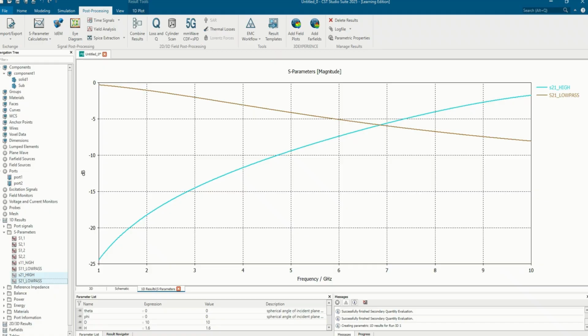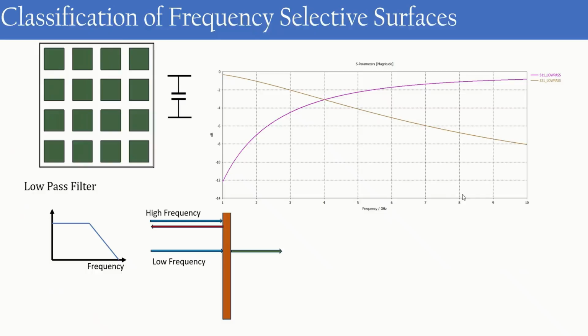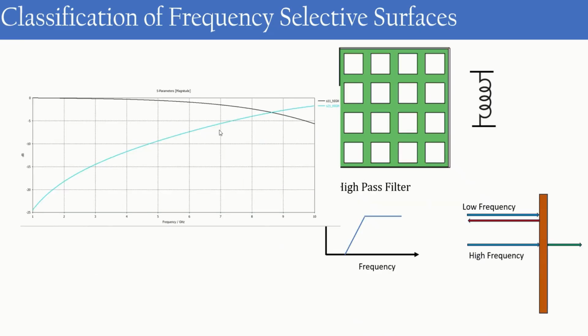So this is how we are getting the low pass and high pass response from the patch and its dual structure. For a low pass filter, this is the response: S11 will be very less and S21 will be very high value. And for the high pass filter, it will be the reverse. S11 will be very high value, that it is not transmitting anything at lower frequency. So I hope you get some idea about how it will be like for the low pass and high pass filters.